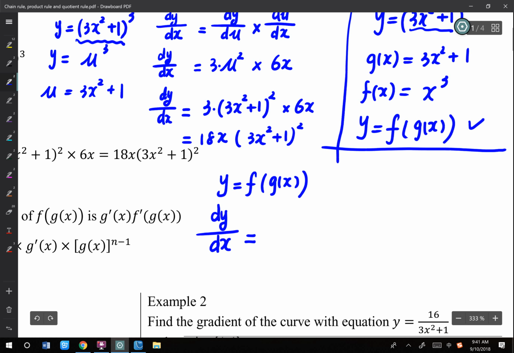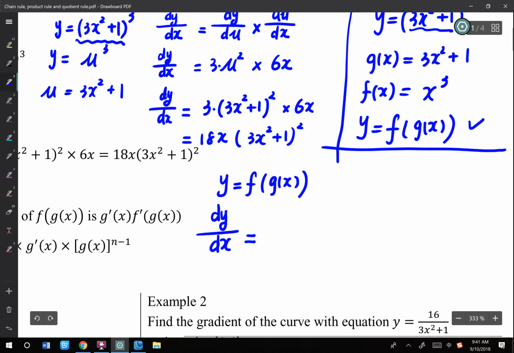What I want you to do with this formula is memorize it. This is something you need to memorize. You don't need to ask why. I will show you how to use it later. I can also show you why. It's a very similar idea. Because y equals f of g(x), I can let u become g(x). Then y equals f(u).